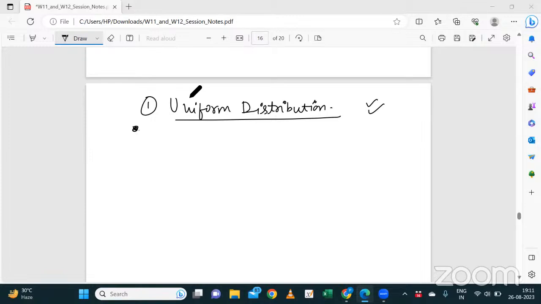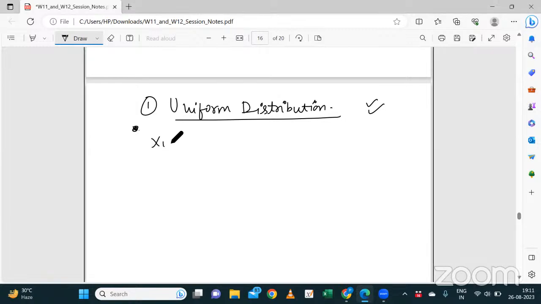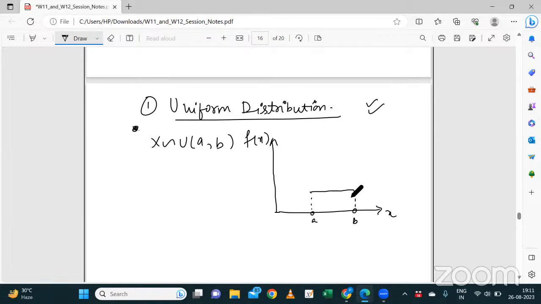So what about the continuous case? Suppose X follows uniform A, comma B. That's the notation. Let me draw a graph. Suppose this is X, it can take any value, and this is f of X. Since I'm talking about uniformity, suppose this is A and this is B. Uniformity means it will take the same value from this point to this point.